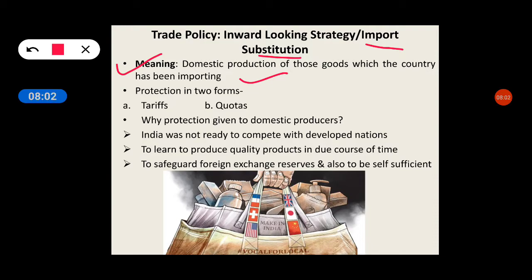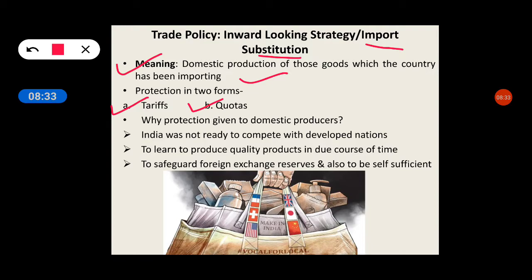Now, how can you protect your domestic industries? You can protect them using tariffs, or you can protect them using quotas. What are tariffs? Tariffs are basically a tax on imported goods, which makes these imported goods more expensive, and hence they discourage imports. If I put a tax on an imported good, the price of that good would increase, and eventually we would say, this is very expensive, now I can't buy. So this discourages imports.